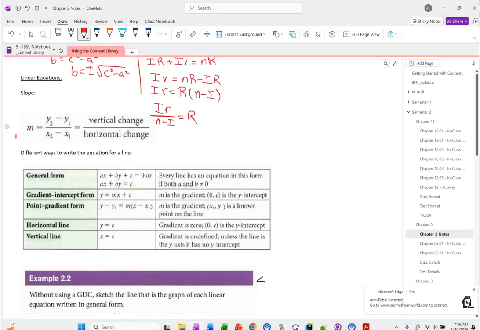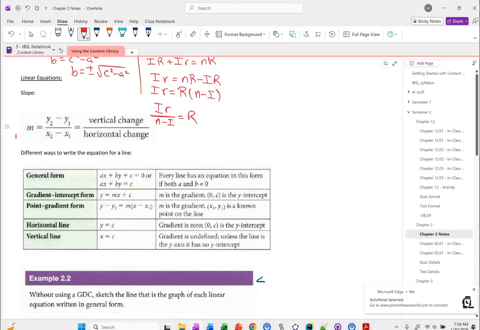There's the general form. The general form is ax plus by is equal to c, where a, b, and c are all integers. That's typically the most difficult form to get into because you probably have to clear a fraction.